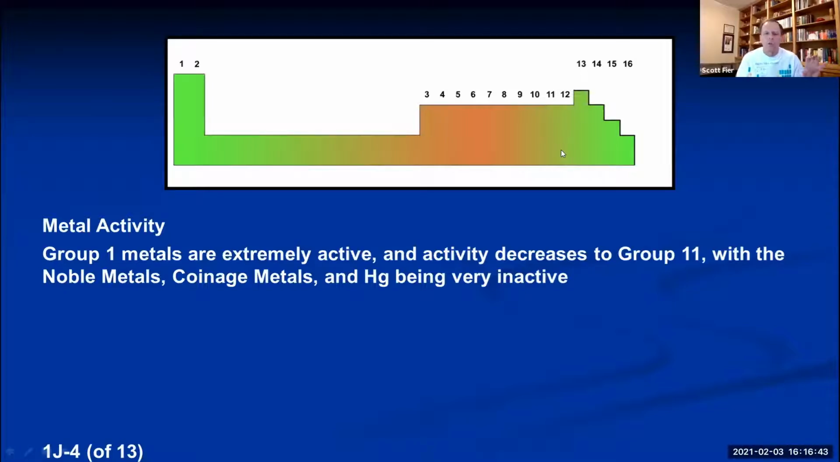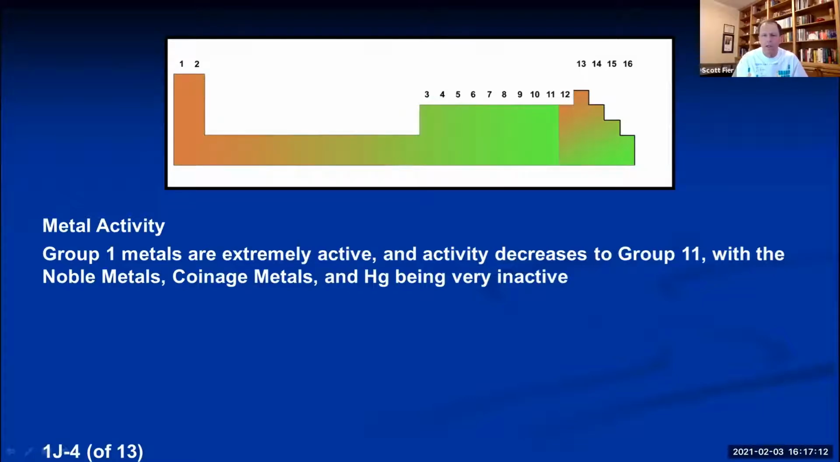Okay, so group 1 metals are extremely active, and the activity decreases to group 11, with the noble metals, coinage metals, and Mercury being the least active metals of all on the periodic table. Now, here's what happens, kind of a strange trend. Once you go past column 11, all of a sudden the metals are active again. So the 2 metals up here, which are zinc and aluminum, are very reactive, and they get less and less reactive as they move down and to the right.